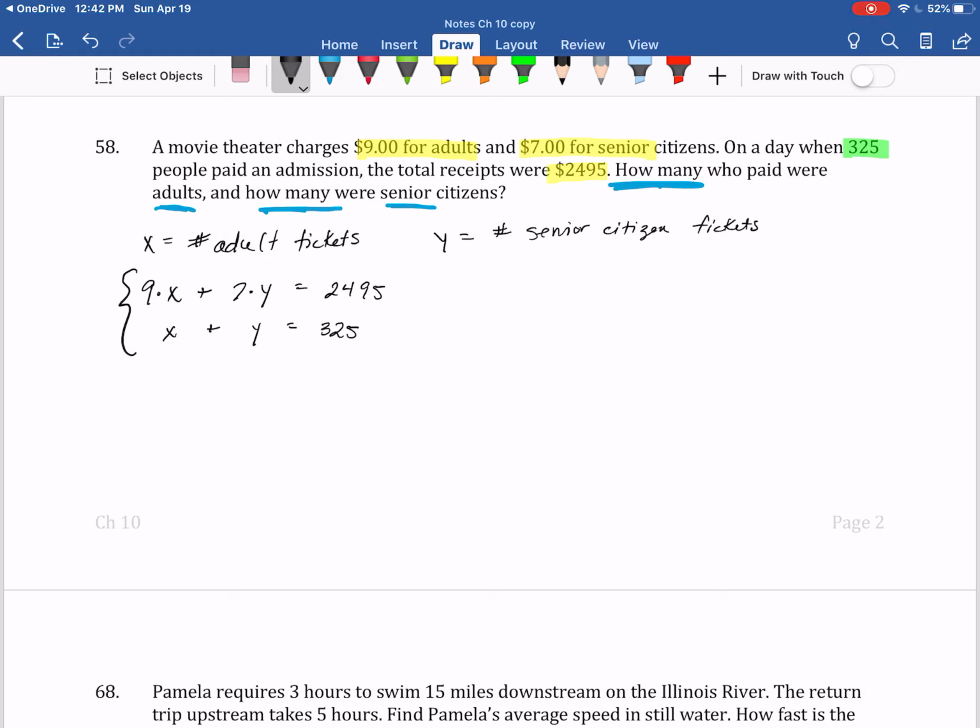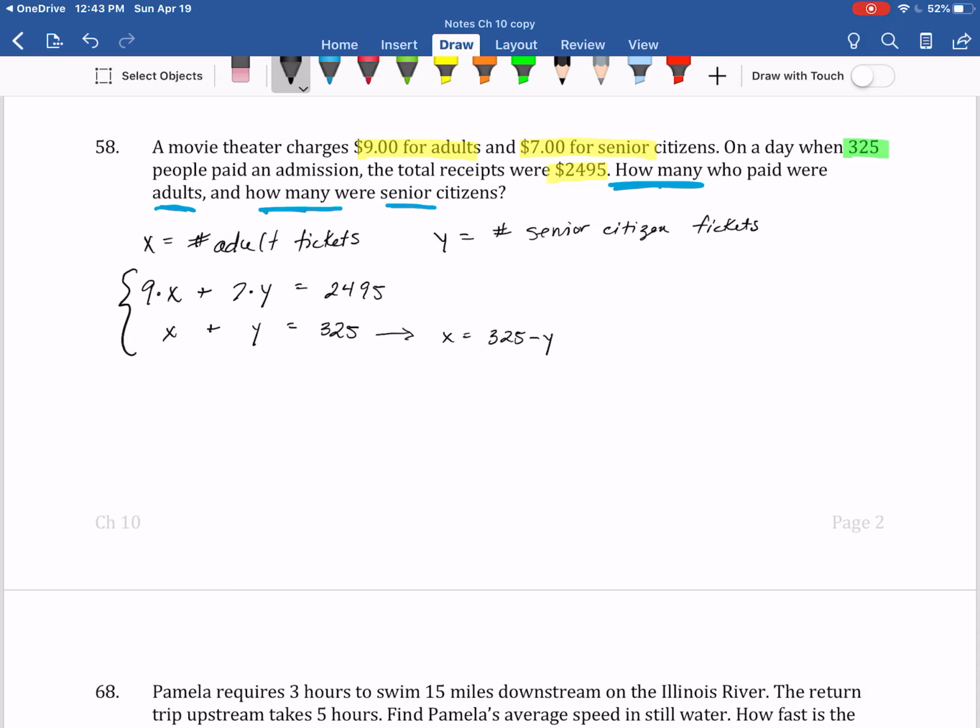The first thing you want to do is rewrite one of your equations with one of the variables by itself, right? And so I'm going to work with the second equation because each of my coefficients on X and Y are just 1. This is much easier to do than the first equation that involved coefficients of 9 and 7. So take the second equation and select one of those variables, doesn't matter which one, and get it by itself. So if I want to solve this equation for X, you would have to subtract the Y from both sides. And that would give you X is equal to 325 minus Y.